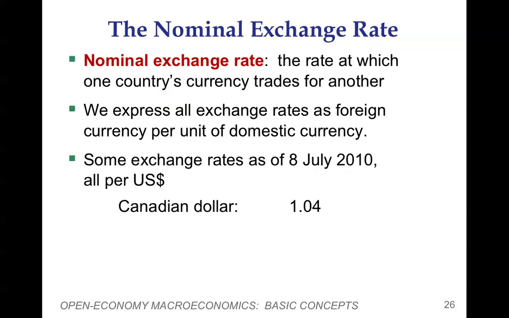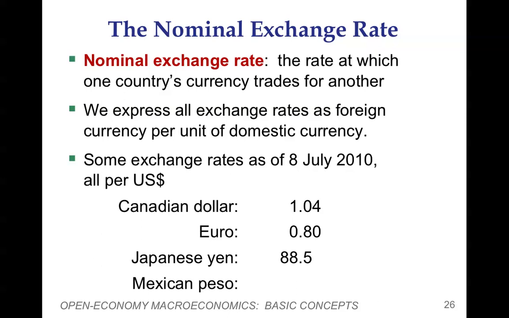Now, some exchange rates as of today, I just did this, the 8th of July, 2010. The Canadian dollar: $1 US dollar buys $1.04 Canadian. $1 US dollar buys 0.8 euro. One US dollar buys 88.5 Japanese yen. And one US dollar buys 12.25 Mexican pesos.